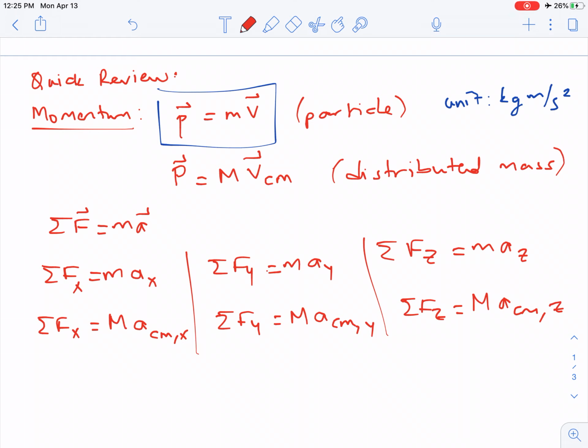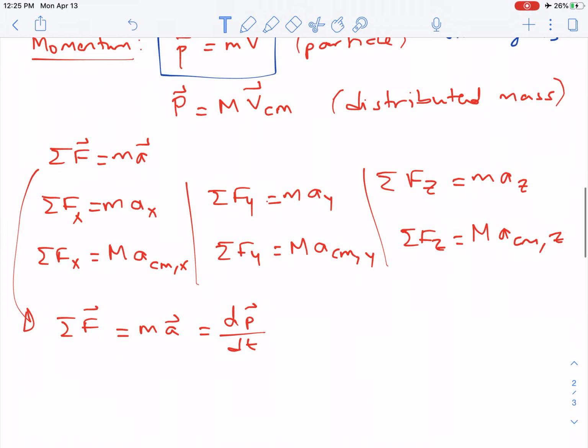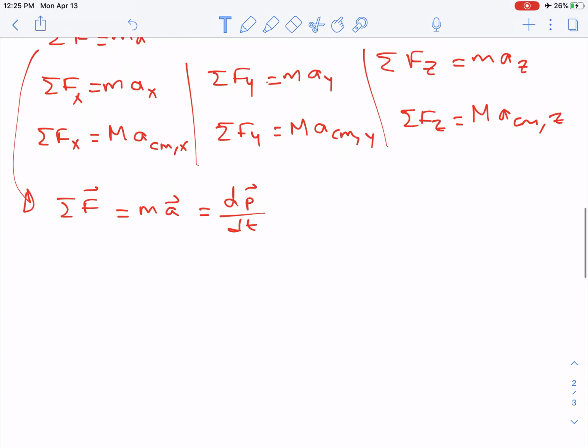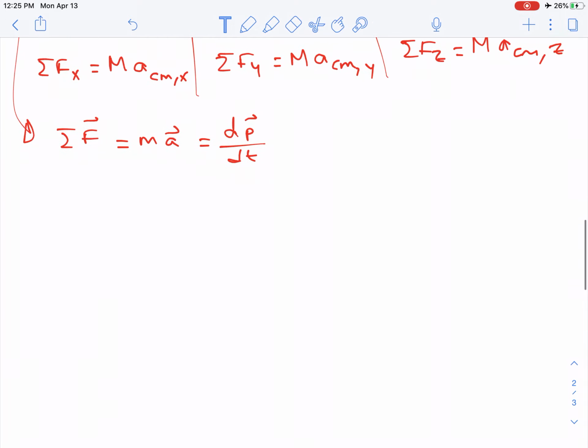I do get ma on the right side, because dv over dt is acceleration, and dp over dt then is going to be sum of forces. So this equation becomes, for a particle, this was ma, but it is now also dp over dt. Again, this p is small because small case, because I'm writing it for a particle so far.